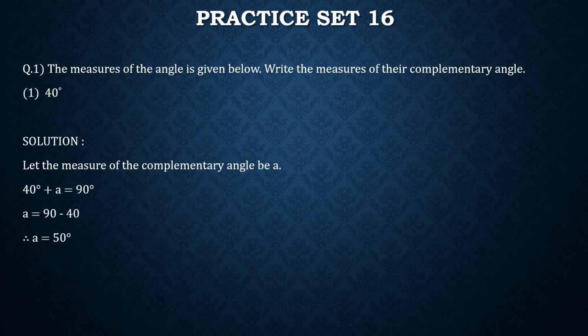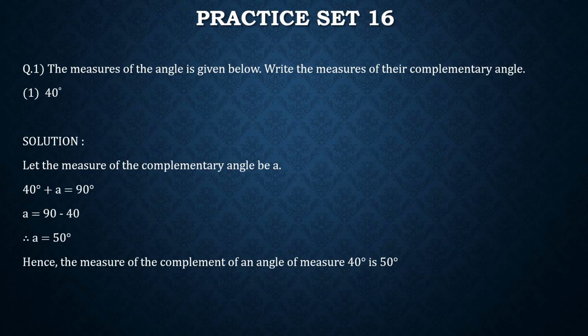In order to find out the value of A, we take 40 to the right hand side of the equation. So we will have 90 degrees minus 40 degrees, which is equal to 50 degrees. So the value of A is 50 degrees. Hence the measure of the complement of an angle of measure 40 degrees is 50 degrees.